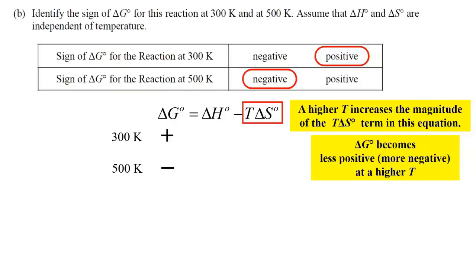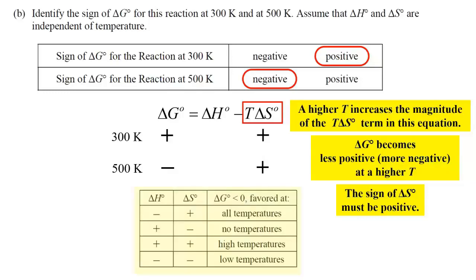So mathematically, that means that the sign of delta S must be positive for that to occur. Well, now that we know that the sign of delta S is positive, let's consider delta H. So suppose, for an example, that the sign of delta H is negative. Let's take a look at this chart.